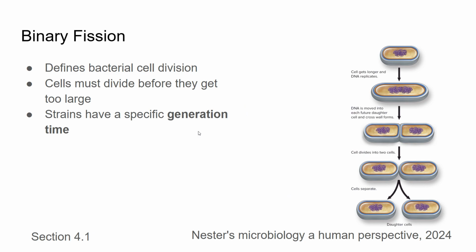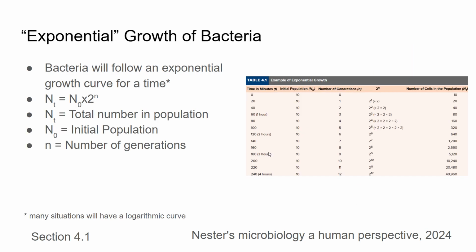So different strains are going to have a specific generation time. A generation time is just how long it takes for one cell to double, or not cell, but one population to double its population size. So that's going to be the generation time. And we'll look at that more in the next slide.